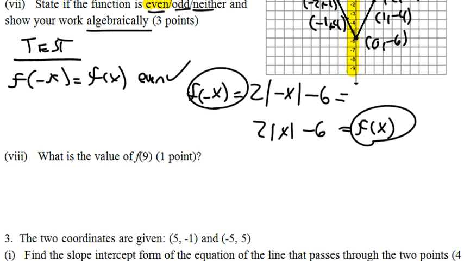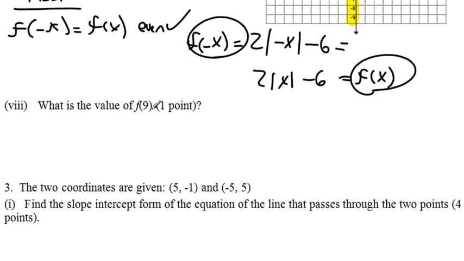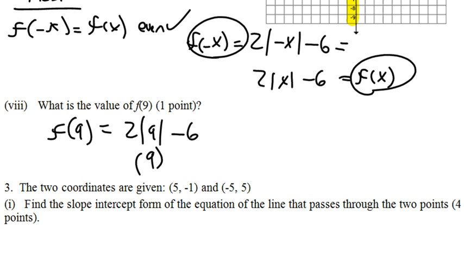Continuing along. What is the value of f of 9? Meaning replace the value of x with 9. So that's 2 times the absolute value of 9 minus 6. Well, what's the absolute value of 9? Well, that's 9, right? So now that's 9 times 2 minus 6, which is 18 minus 6. And that gives us 12. Voila.